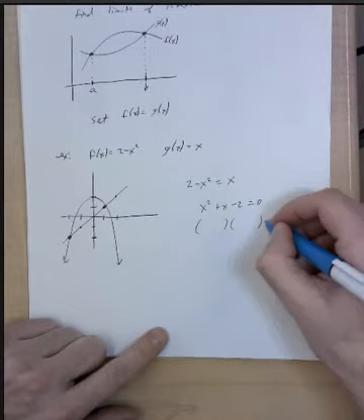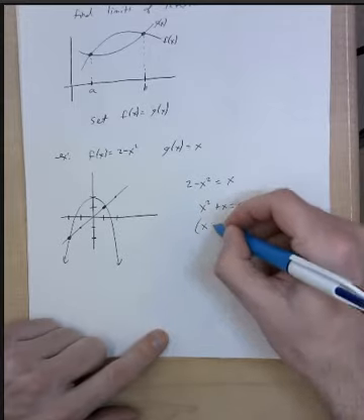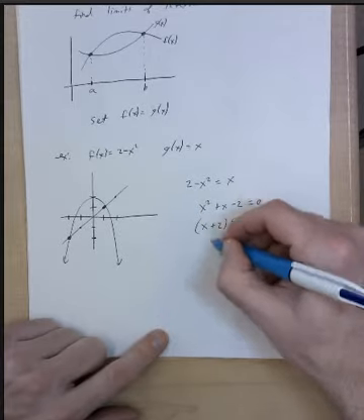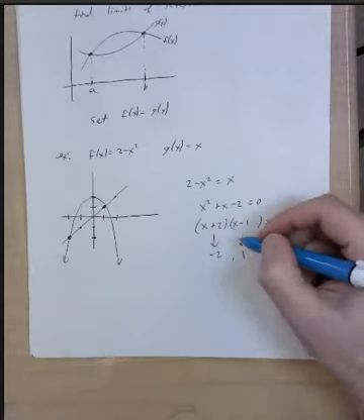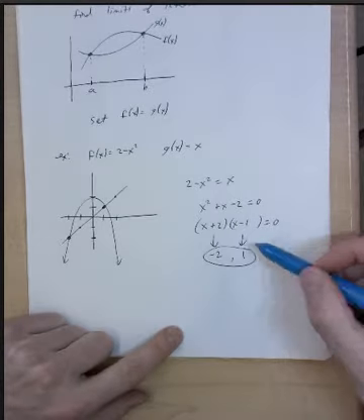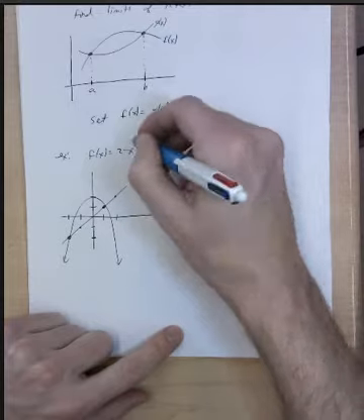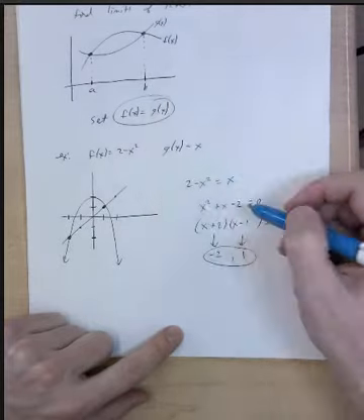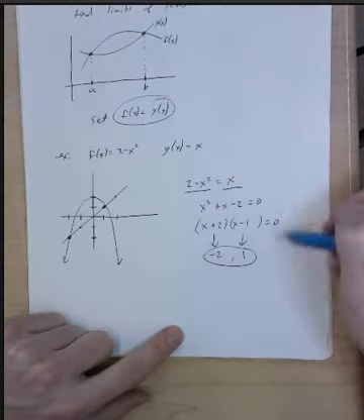Factor, and we get x plus 2 and x minus 1, so negative 2 and positive 1. And so our limits of integration are, as we suspected, negative 2 and 1, because that's where f of x is equal to g of x. F of x is here, g of x is there, we set them equal and solved, and we have negative 2 and 1.